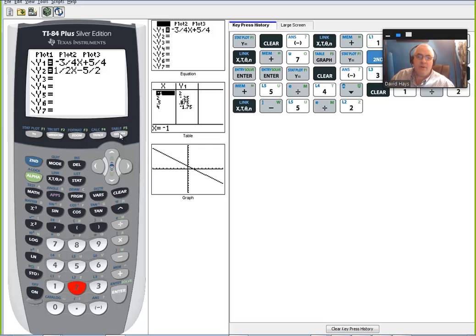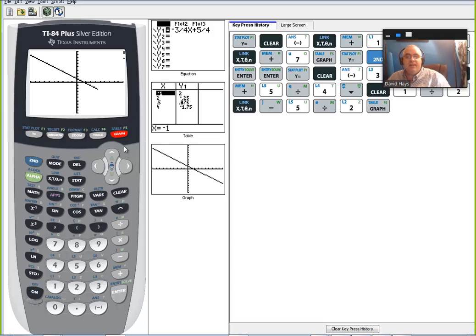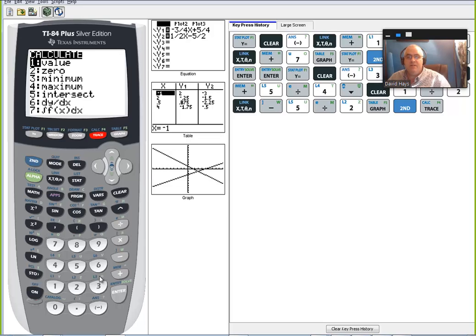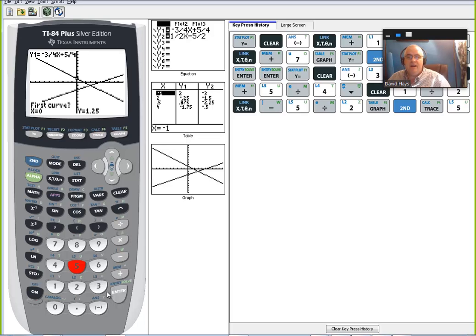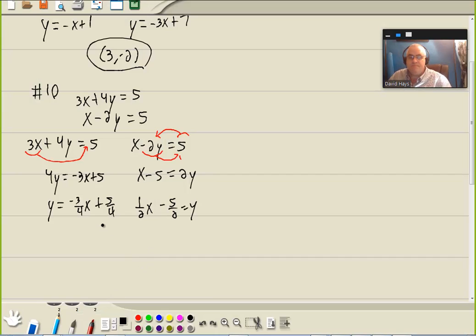Now again, if we were doing it by hand, we would have to graph them, and then you visually look to see where you think the answer is. 1, 2, 3, 3, -1, if I had to guess. But we can use the intersect method. If I do second trace, choose intersect, enter on first curve, enter on second curve, and enter on guess. And it tells us 3, -1. And that would be our answer.